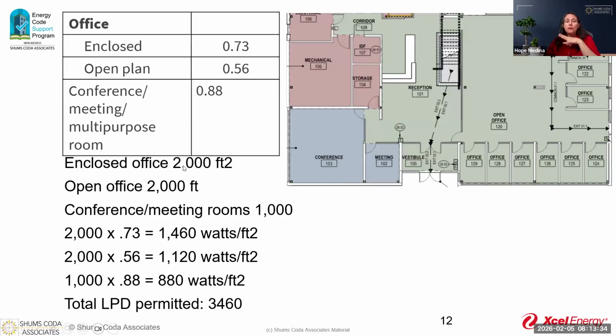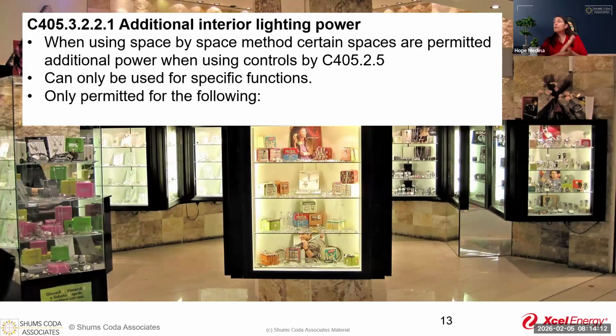They took 2,000 for both the enclosed and open offices, and then there was 1,000 for the conference room. And so each of these are multiplied by their appropriate lighting power density numbers. And it gives you the amount of watts, you add it up, and that's where our number is. And that's what you get to utilize for the entirety of the project, in the sense of, okay, so I have 3,460 watts. How am I going to use it? What type of lighting am I going to use to ensure that my number is less than what my maximum number here is?